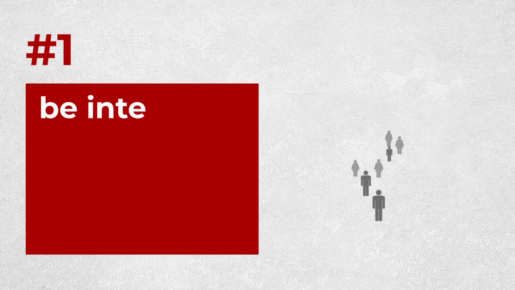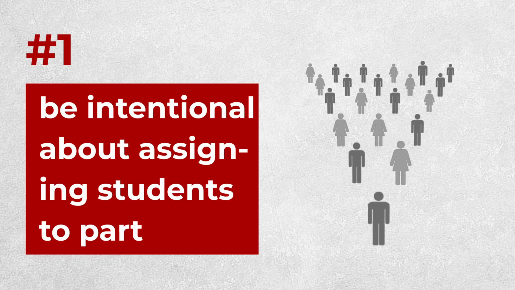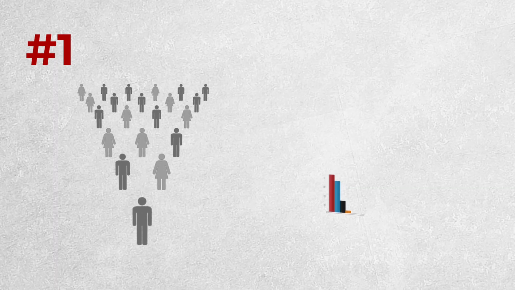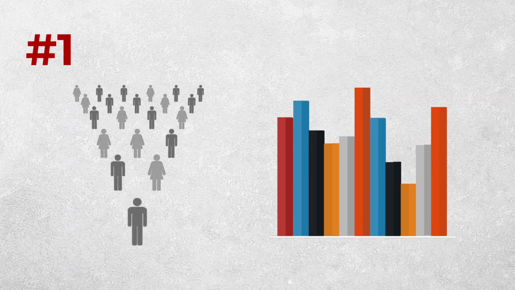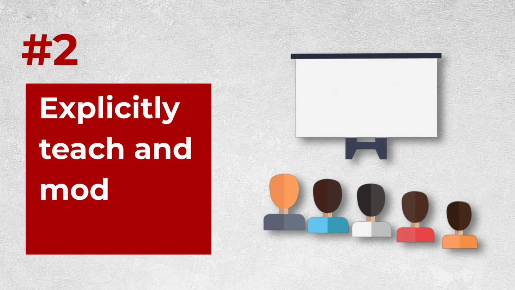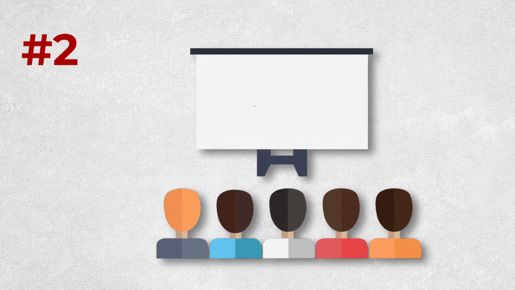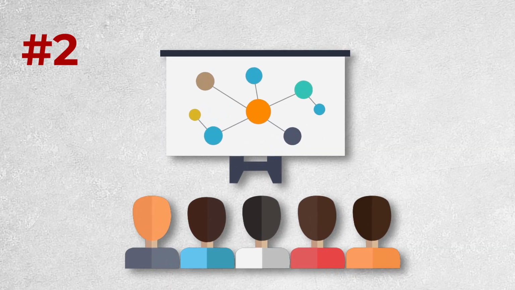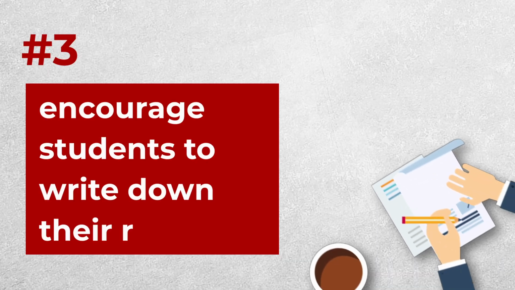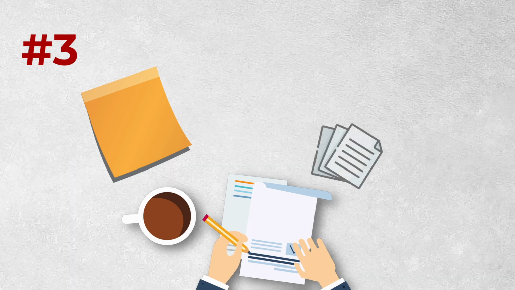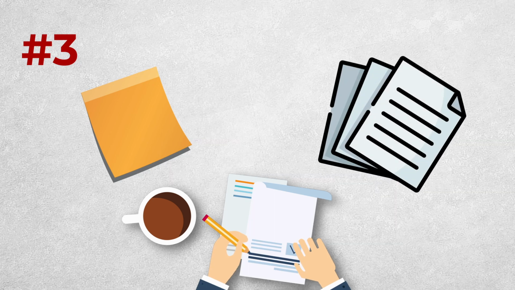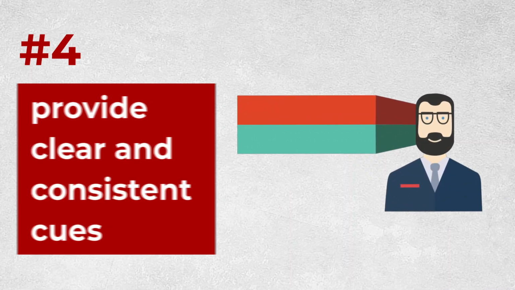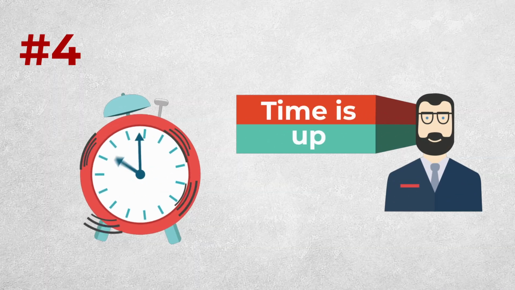Number 1, be intentional about assigning students to partners. For example, pair students who are low performing with students who are middle performing. Number 2, initially explicitly teach and model the procedure as well as expectations for how to work with peers appropriately. Number 3, encourage students to write down their responses on sticky notes or paper so that they are prepared to share out. And number 4, provide clear and consistent cues for how much discussion time is available.